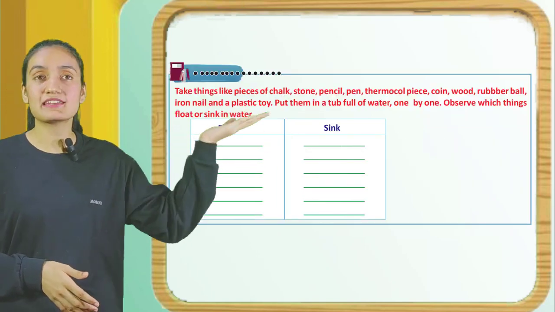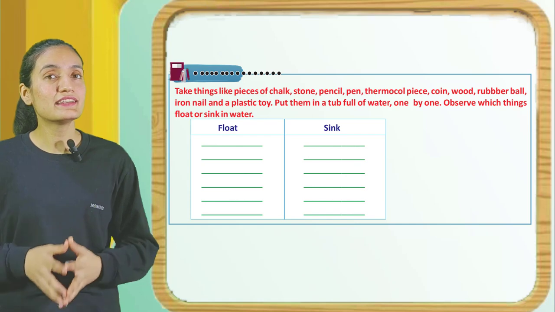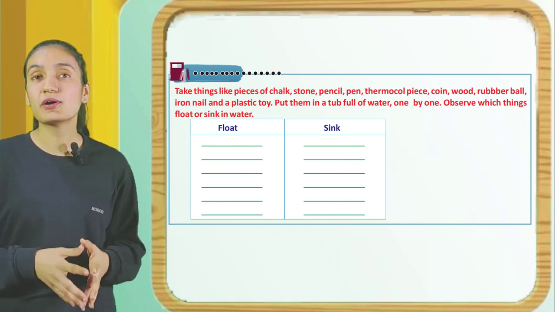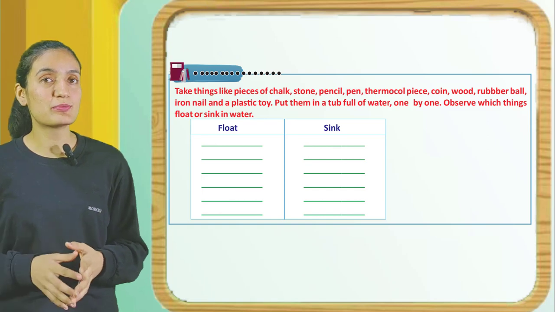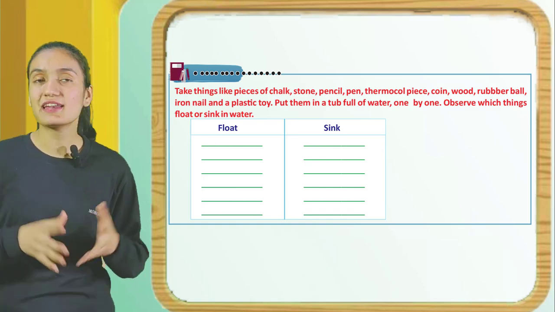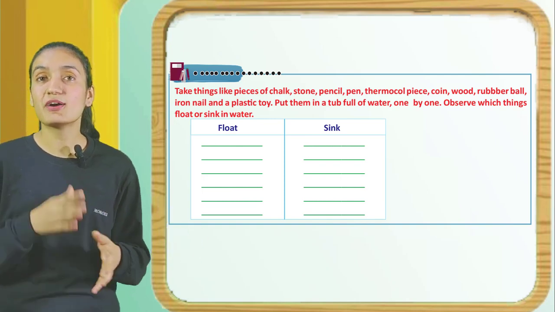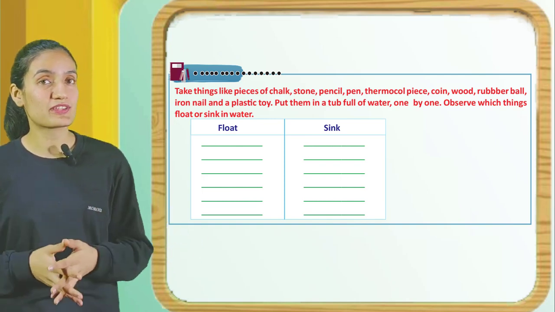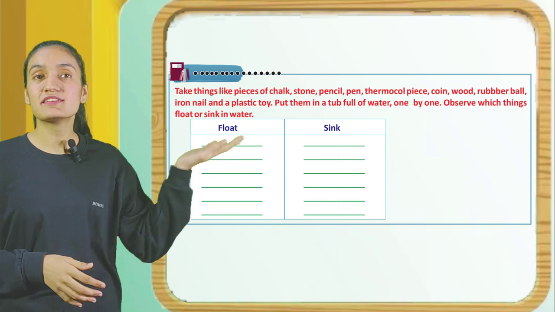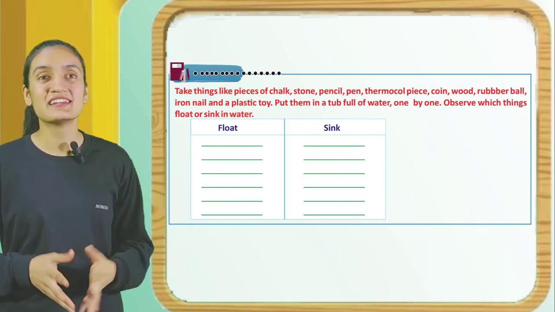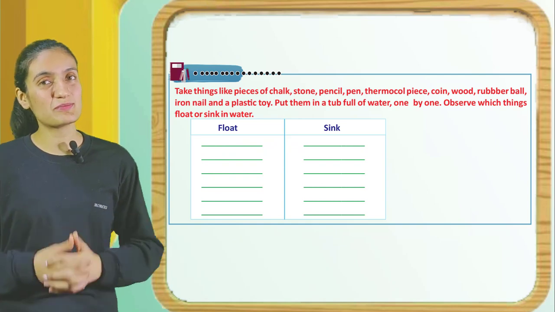Now, we have an activity to do. Take things like pieces of chalk, stone, pencil, pen, thermocol piece, coin, wood, rubber ball, iron nail, and a plastic toy. Put them in a tub full of water. One by one, observe which things float or sink in water. Write down here the things which float on water and here the things which sink in water. In this way, do this activity on your own.